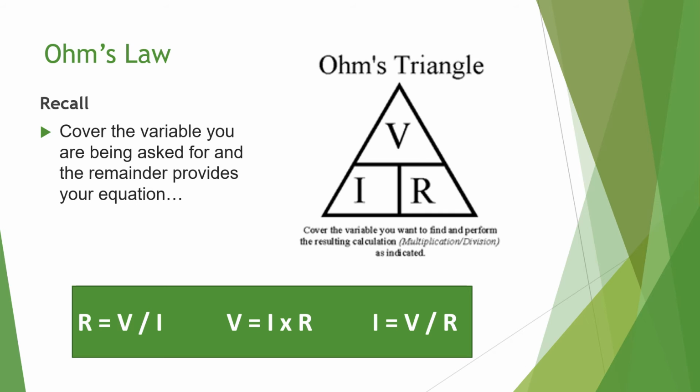So Ohm's law, here's the Ohm's triangle, and recall, cover the variable you are being asked for, and the remainder provides your equation. We're good at this now. We use the density triangle for the same thing. When trying to find resistance, we cover the variable we're being asked for, and then we use what's left over. Remember, this line here means divide. So R equals V divided by I. Resistance equals voltage or potential difference divided by current, because I represents current.